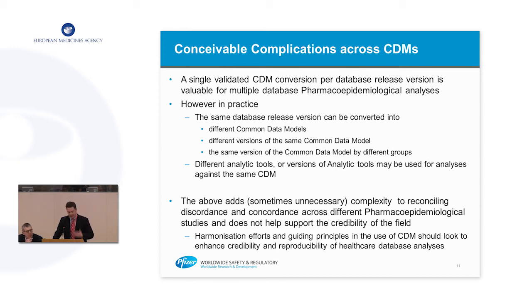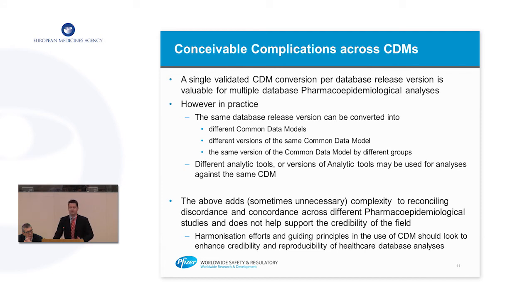However, in practice, the same database release version can be converted into different common data models: Sentinel, OMOP, PCORnet, etc. We can have different versions of the same common data model. So we have our old version of the thin OMOP common data model version. We have at least one more since then. I've heard about potentially several CPRD common data model conversions. And then what really gets challenging is we could potentially have the same database cut with the same common data model version, but done by different people. So instead of having a common data model, we can end up with an uncommon data model almost, right? So we've got variations.